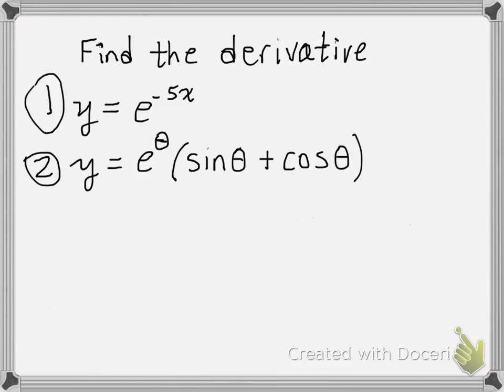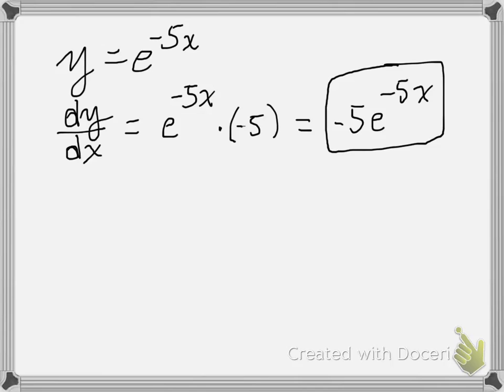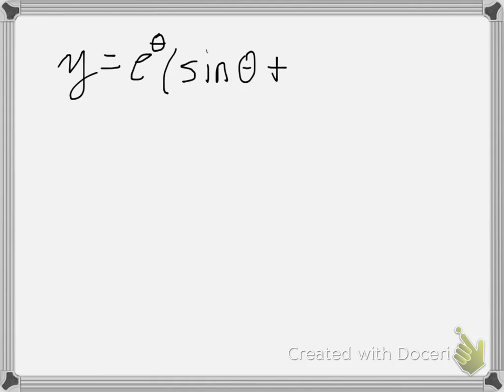Number two is saying y is equal to e to the theta times sine theta plus cosine theta. And this is multiplied by the e to the theta, right? Now, number two, sine theta plus cosine theta. Oh man, wrote a 3 instead. Okay, cosine theta.